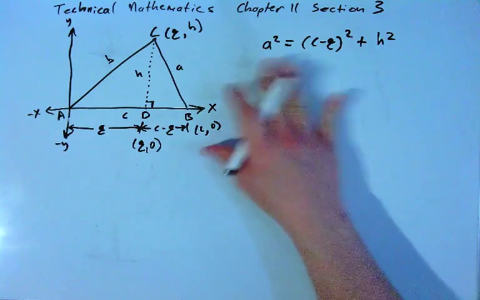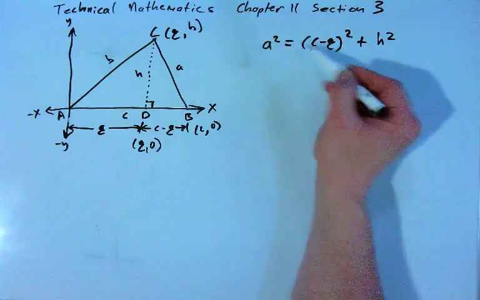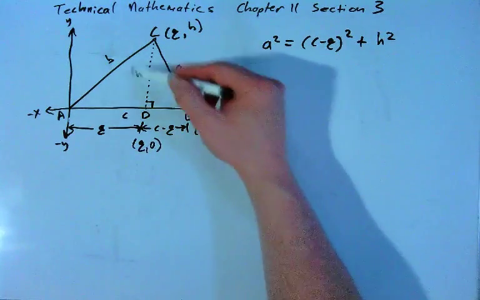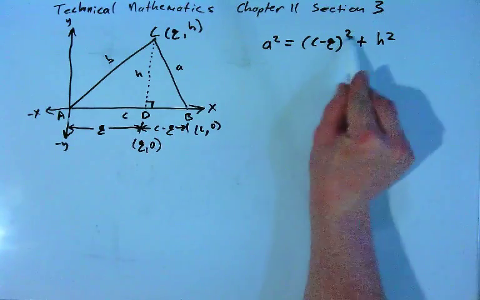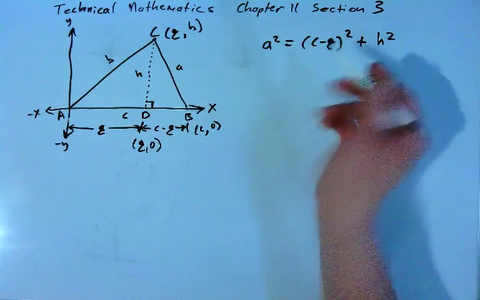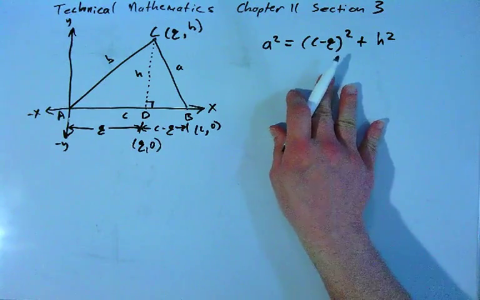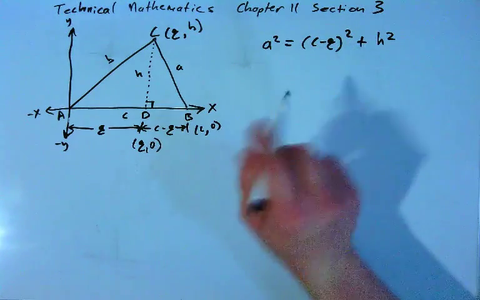And so I have the Pythagorean theorem written out for this triangle. The hypotenuse squared, A squared, is equal to the squares of the other two sides added together. The length of this side is C minus G, so that's being squared. The length of this side is H, so that's being squared. Now I want to work this out some, and I want to FOIL this out.